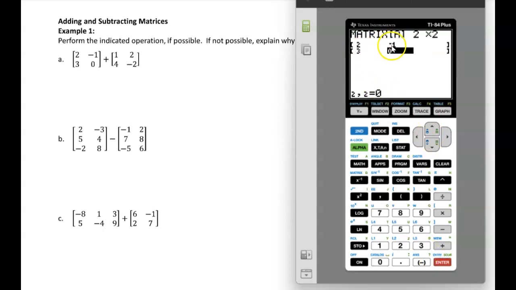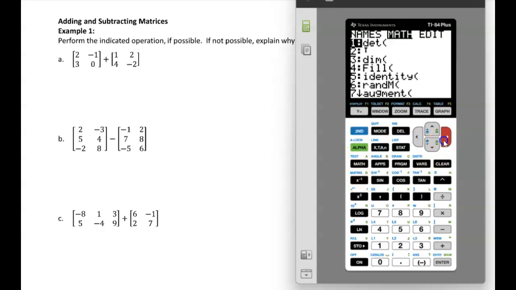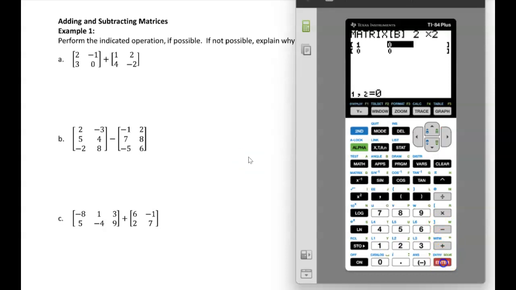Once you get your numbers entered in there, we're going to go second quit, and go back to second matrix, go to edit, and edit matrix B. We're going to make it a 2 by 2, and it's going to be 1, then 2, 4, and then -2. Okay, and so we can get out of there, and we're back to just our regular screen.